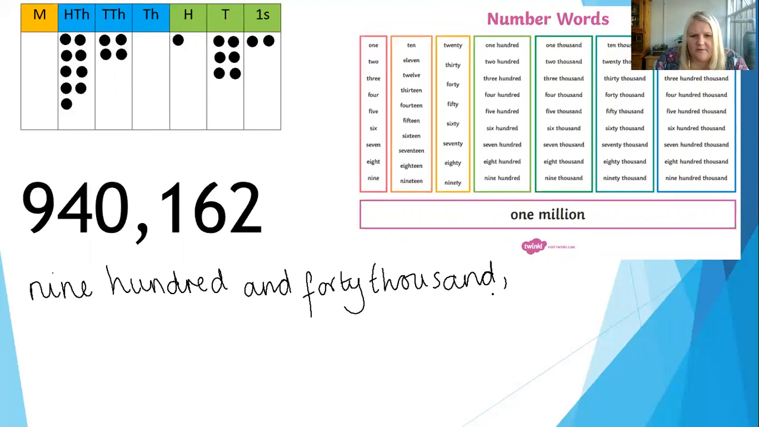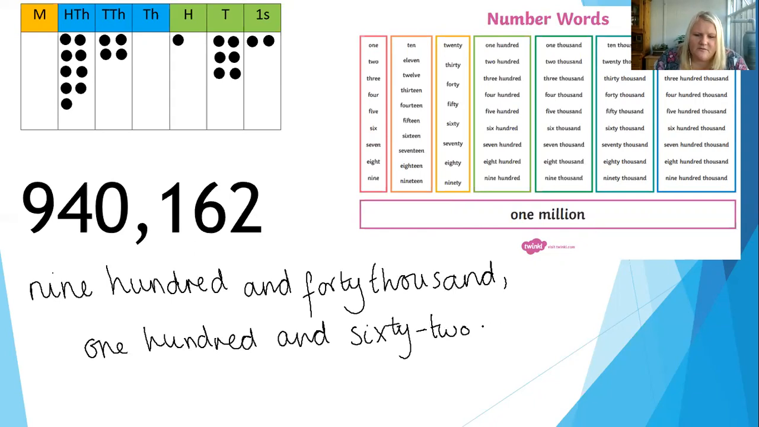Now you don't need to use a new line, but I'm going to because I don't want to write over my own face, because that'd be a bit weird. Put my comma in. How many hundreds have I got? 100. So I'm going to put the word hundred and 62. Now you can put a hyphen in there if you want to. You don't have to, but it might help to link these two together. Okay, but don't panic too much. 940,000, 162.